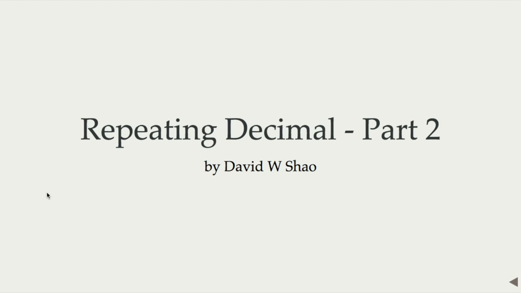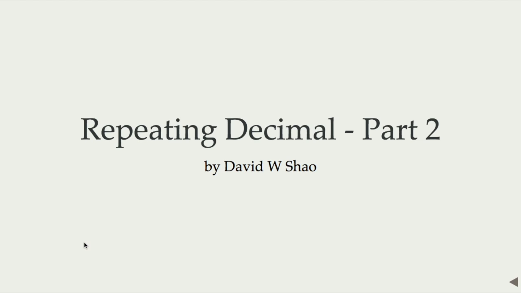Hello, this is part 2 of the video on fraction numbers and the decimal representation. In part 1, we reviewed the process of long division for a particular case, the fraction 1 over 7. We went through the process and found that it is a repeating pattern of 0.142857.